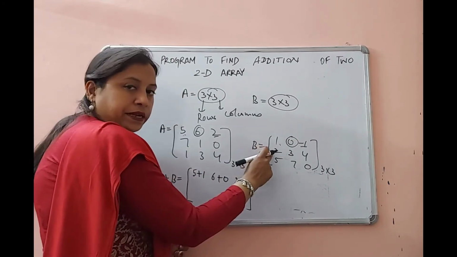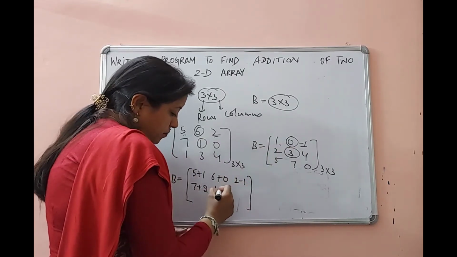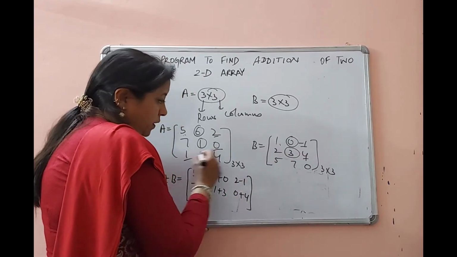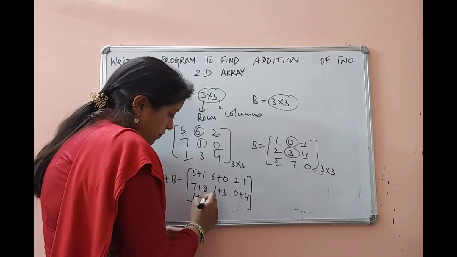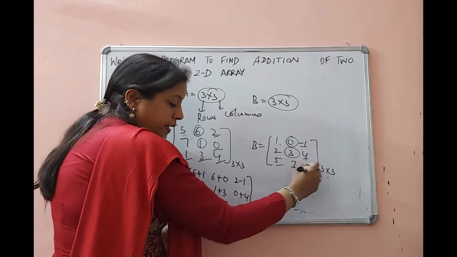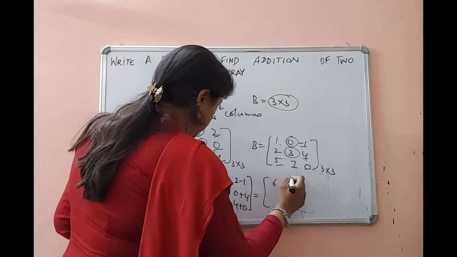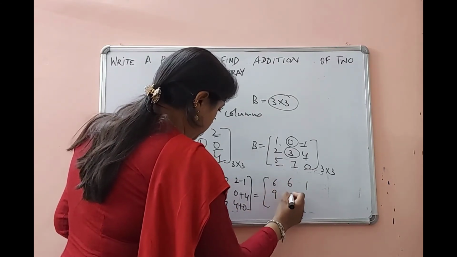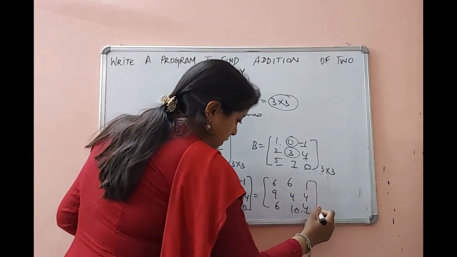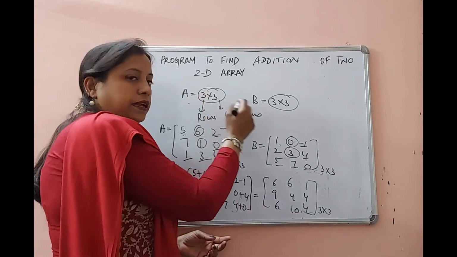Now 7 will be added with 2. This one will be added with this 3. 0 will be added with 4. 1 will be added with 5. 3 will be added with 7. And 4 will be added with 0. This is equal to 6 6 1 9 4 4 6 10 4. The resultant matrix will also be of the same dimension as matrices A and B.